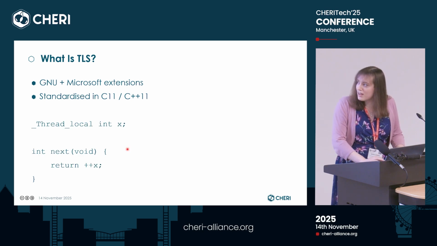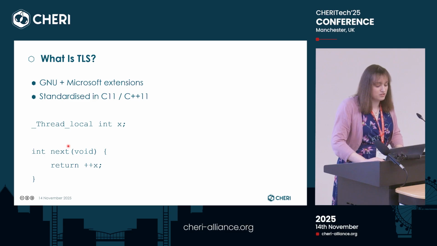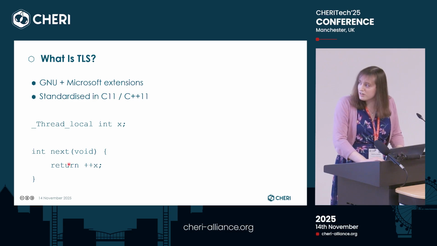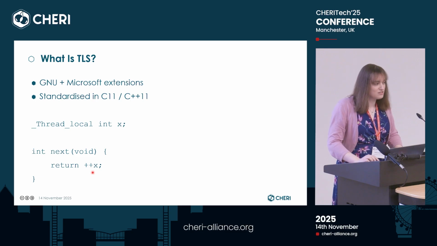You declare a variable x here, but we add this thread local keyword onto it. And then we write our function here, and it accesses x. It looks just like any other variable access. Looks like it's accessing a global. But something slightly weird happens if we start running this code.